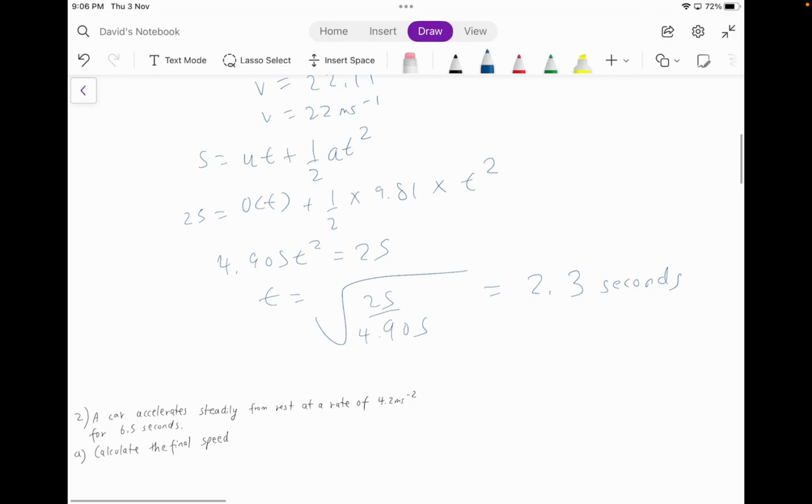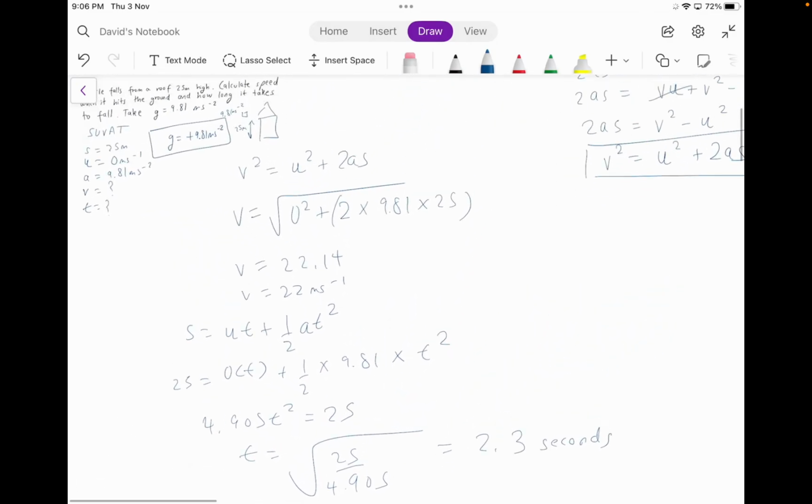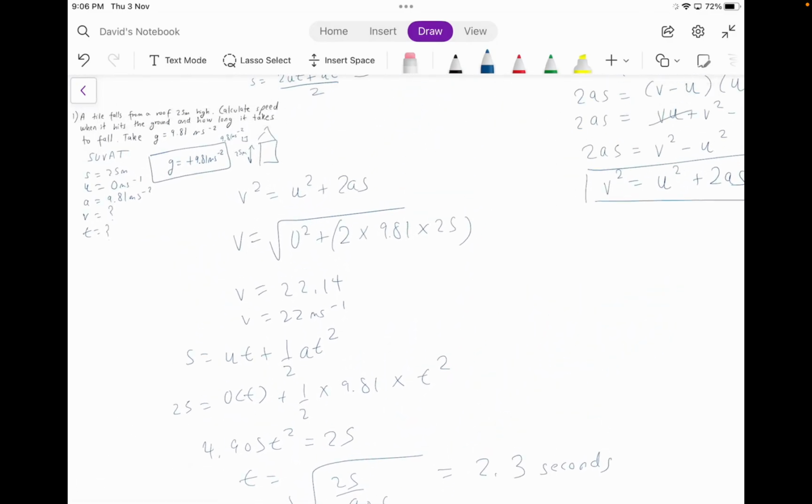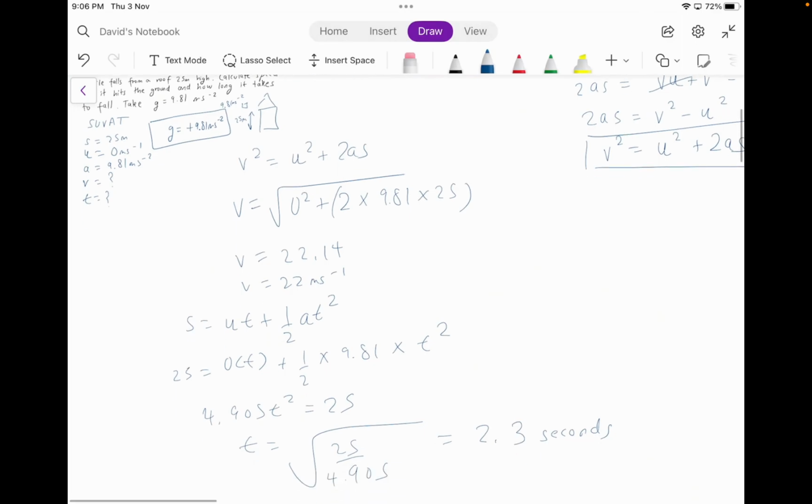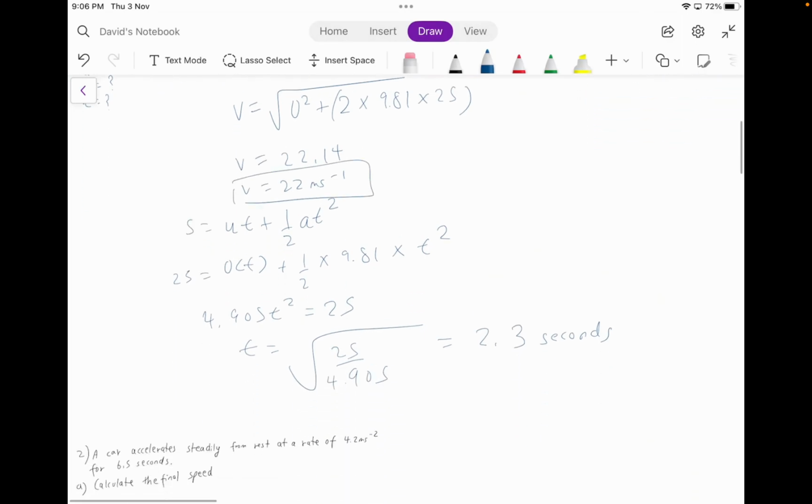So this is your time, and we have found out the velocity as well. We calculated the speed when it falls down. So you can just mention there that your final velocity is 22 meters per second, and your time is 2.3 seconds. Now this is your answer roughly. We're just going to give it to 2 significant figures. That's why these are 2 significant figures.